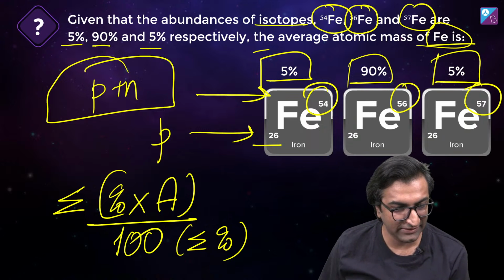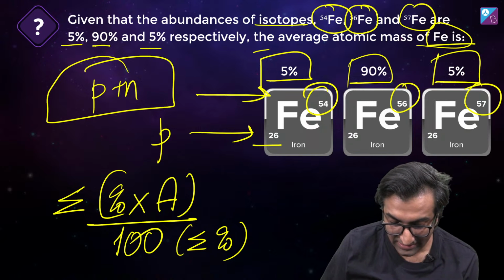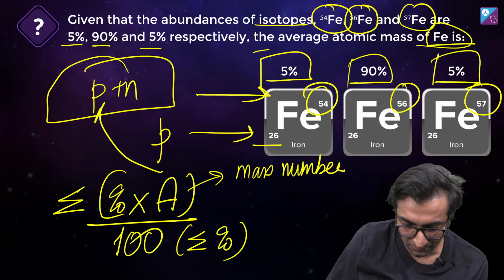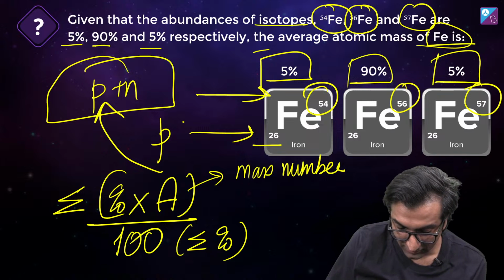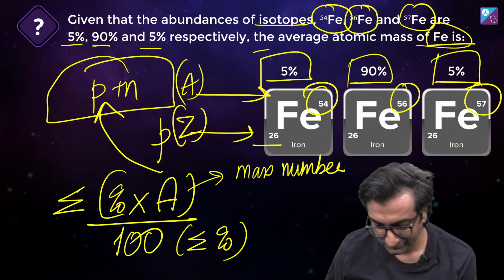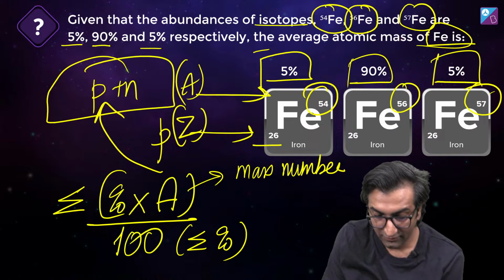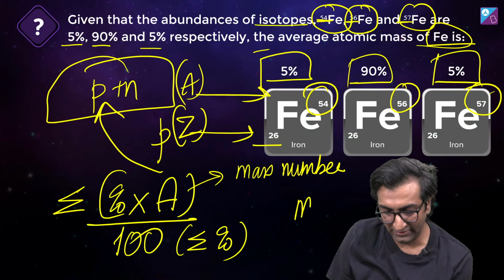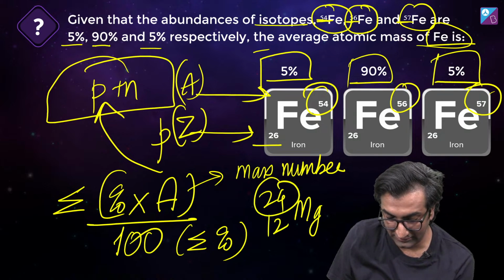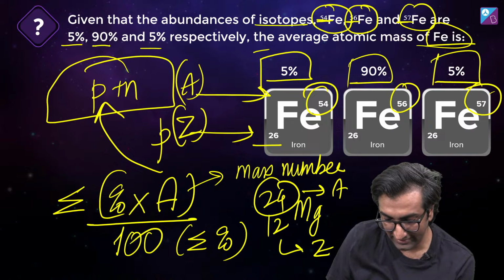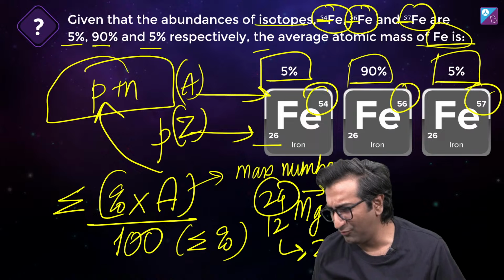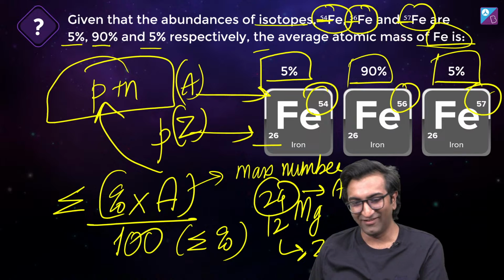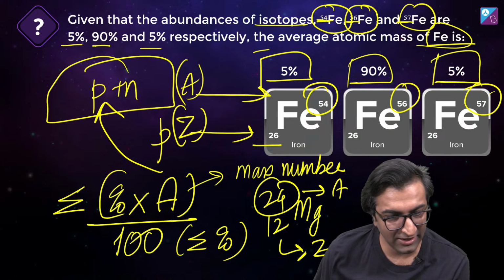How do you guys do this? What is A? A is mass number. It is protons plus neutrons. Z was atomic number, this is Z, this is A. Here the name is written, 54 Fe, 56 Fe. Remember, what was the first thing I taught you? Magnesium 24, 12, this was A, this was Z. This is for students going to the 11th standard.